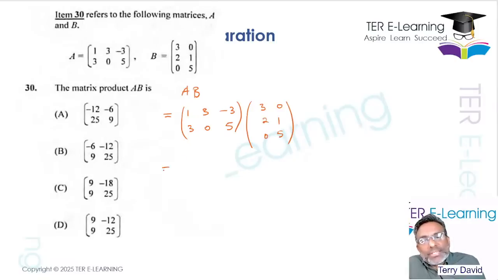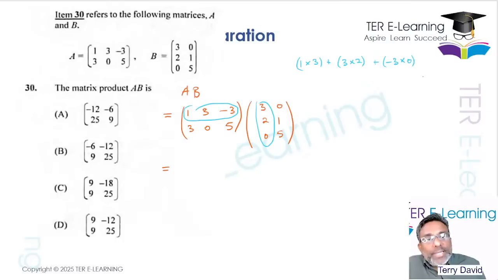Alright, so now we have to do this row by column thing here. So we're going to take this row and multiply by this column here. That is going to be 1 by 3 plus 3 by 2 plus minus 3 by 0. That's what we're working out to get that first one. That's the row by column. So 1 by 3 is 3, 3 by 2 is 6, and 3 plus 6 is 9. So the first number inside that matrix here is going to be 9.